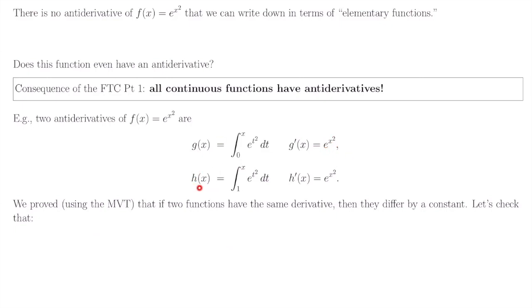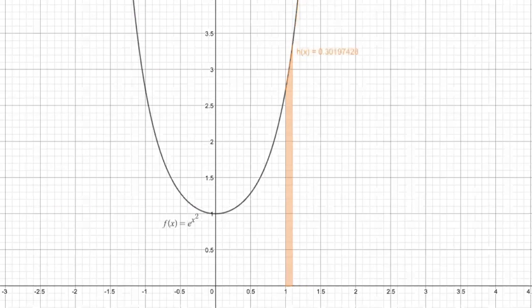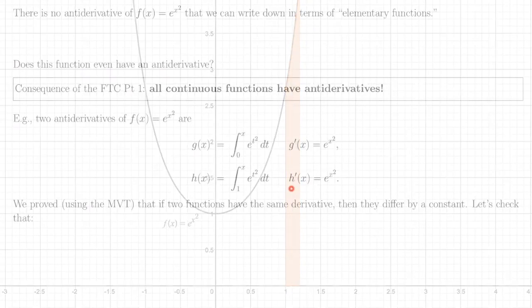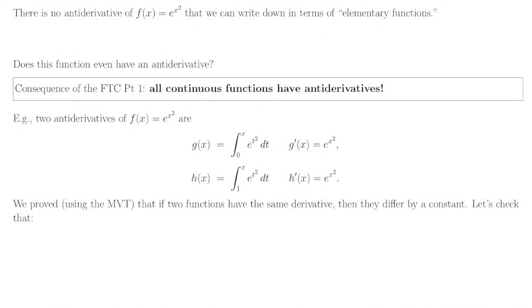Here's another one. h of x is the same type of expression as an area so far function, but starting at 1. It doesn't matter if you start at 0 or you start at 1, the derivative is still going to be e to the x squared. So these are two area so far functions, and by the corollary of the mean value theorem that we looked at the start of this lecture, if these two functions have the same derivative, then they better differ by a constant. So let's check that.